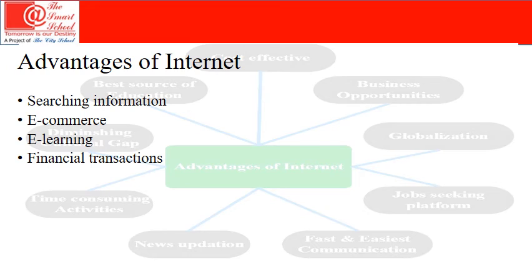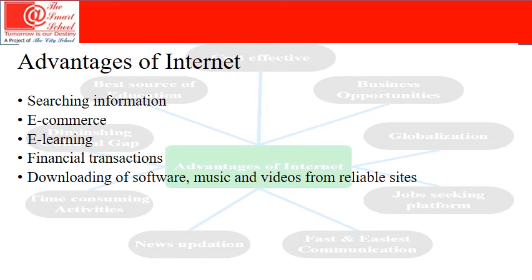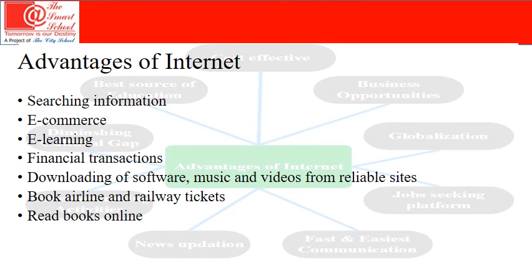We use the internet to perform financial transactions such as online banking, etc. We download software, music, and videos from reliable sites. We can book airline and railway tickets using internet services. We can read books online without paying for them. We can fill online forms for getting admission in universities and colleges.